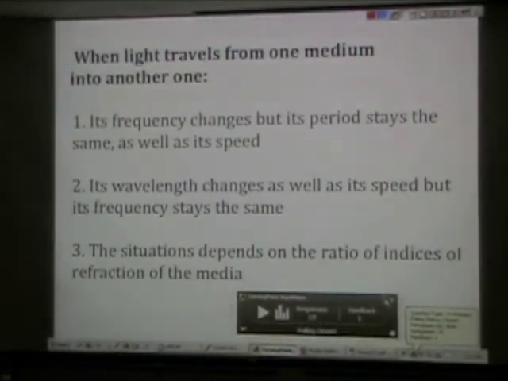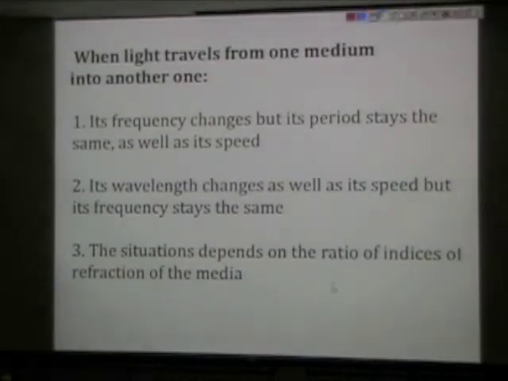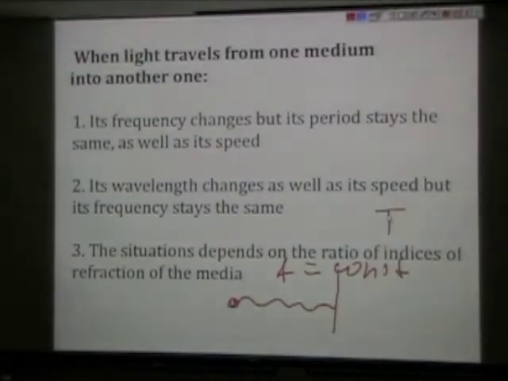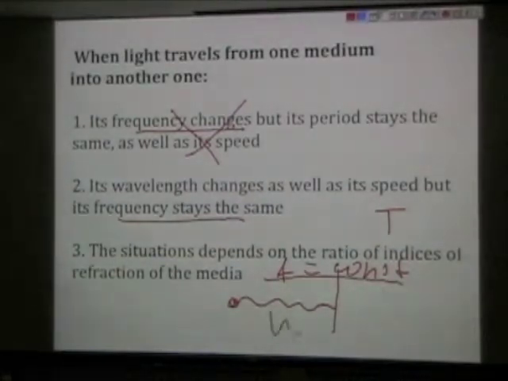Well, it's a review question, so what we're supposed to remember is that the frequency is a property of a source, so it doesn't change, it remains the same, as well as the period. So saying the frequency changes is just plain wrong. Frequency stays the same, that is correct no matter what. It could be water, air, or air, water, it doesn't matter, frequency doesn't change.